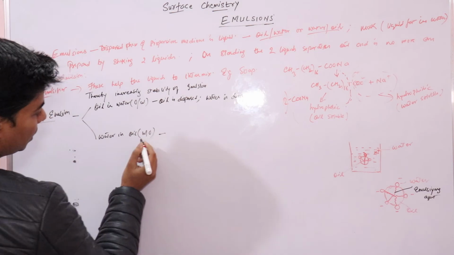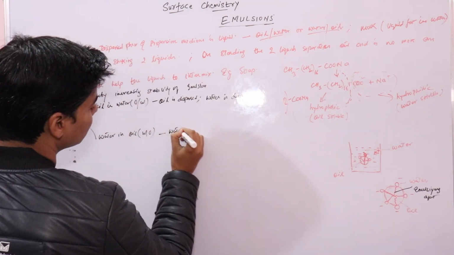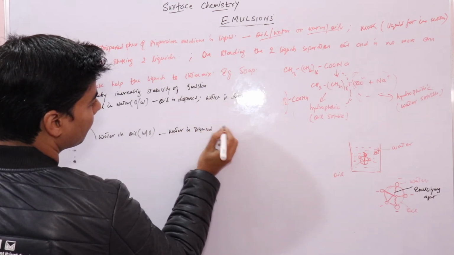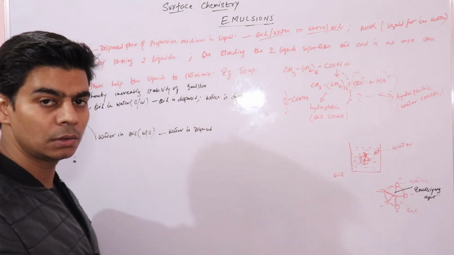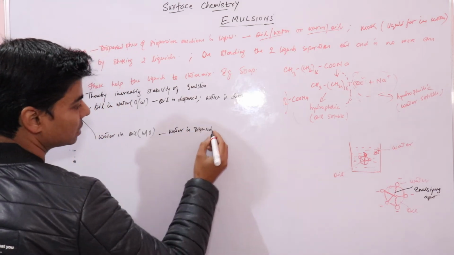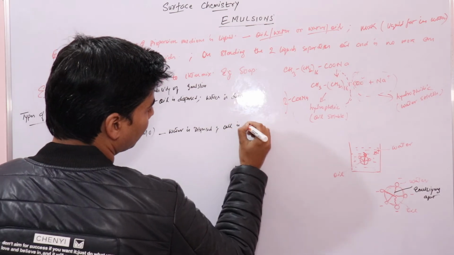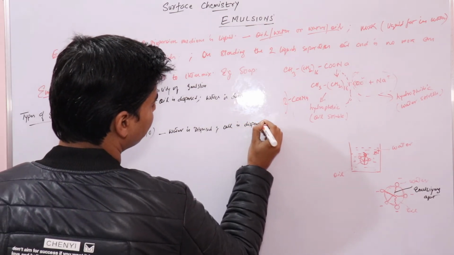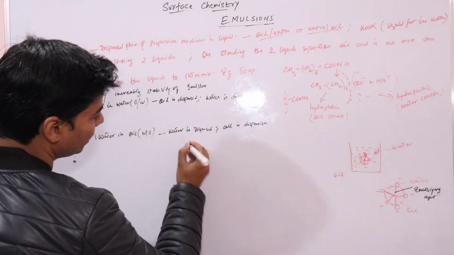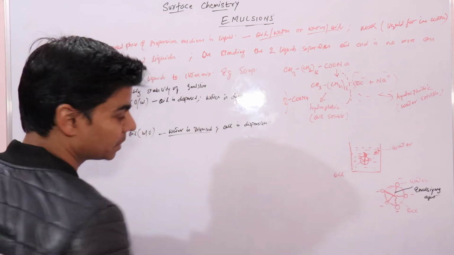And here in an emulsion which is water in oil, water is the dispersed phase, or we say water is dispersed in oil, which is the dispersion medium. Water is dispersed in oil, and here oil is the dispersion medium, right?